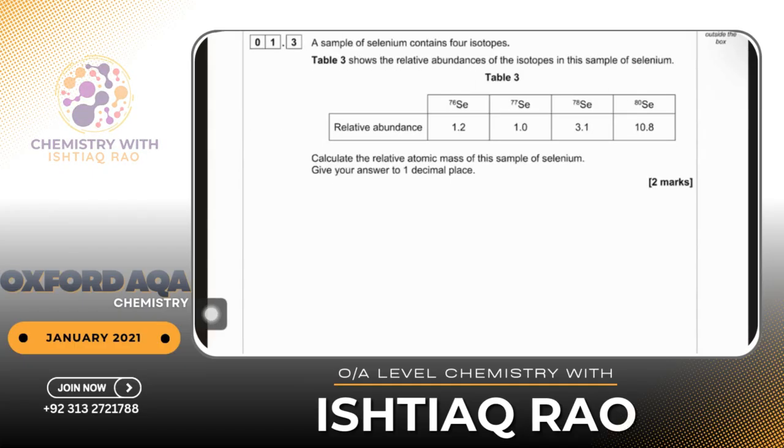Okay, relative mass of this sample of selenium; relative abundance is also given. I can say it is supposed to be 1.2 multiplied by 76, plus 1.0 multiplied by 77, then plus 3.1 into 78, plus 10.8 into 80, divided by the total abundance, multiplied by 100. So what would the total abundance be?